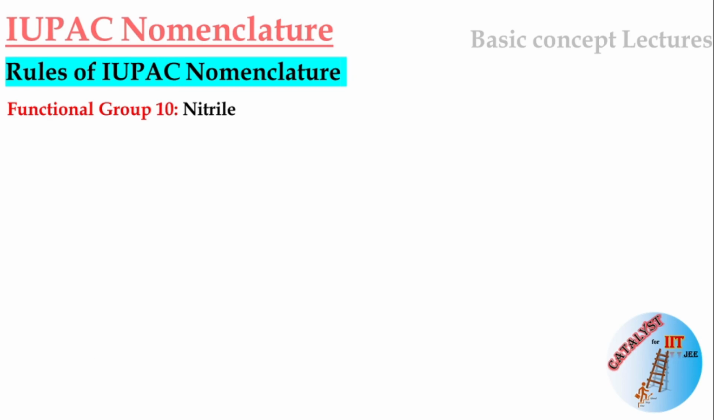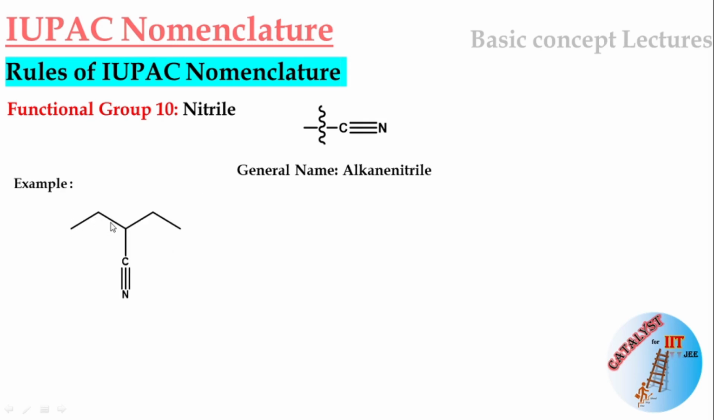Okay, this rule. Our last functional group is nitrile, and this is the general representation of the nitrile functional group, in which carbon is triple bonded with nitrogen, and the general name for this functional group is alkane nitrile, because nitrile is the suffix used for the nomenclature of the nitrile functional group. So this is the first example in which this nitrile functional group is present.